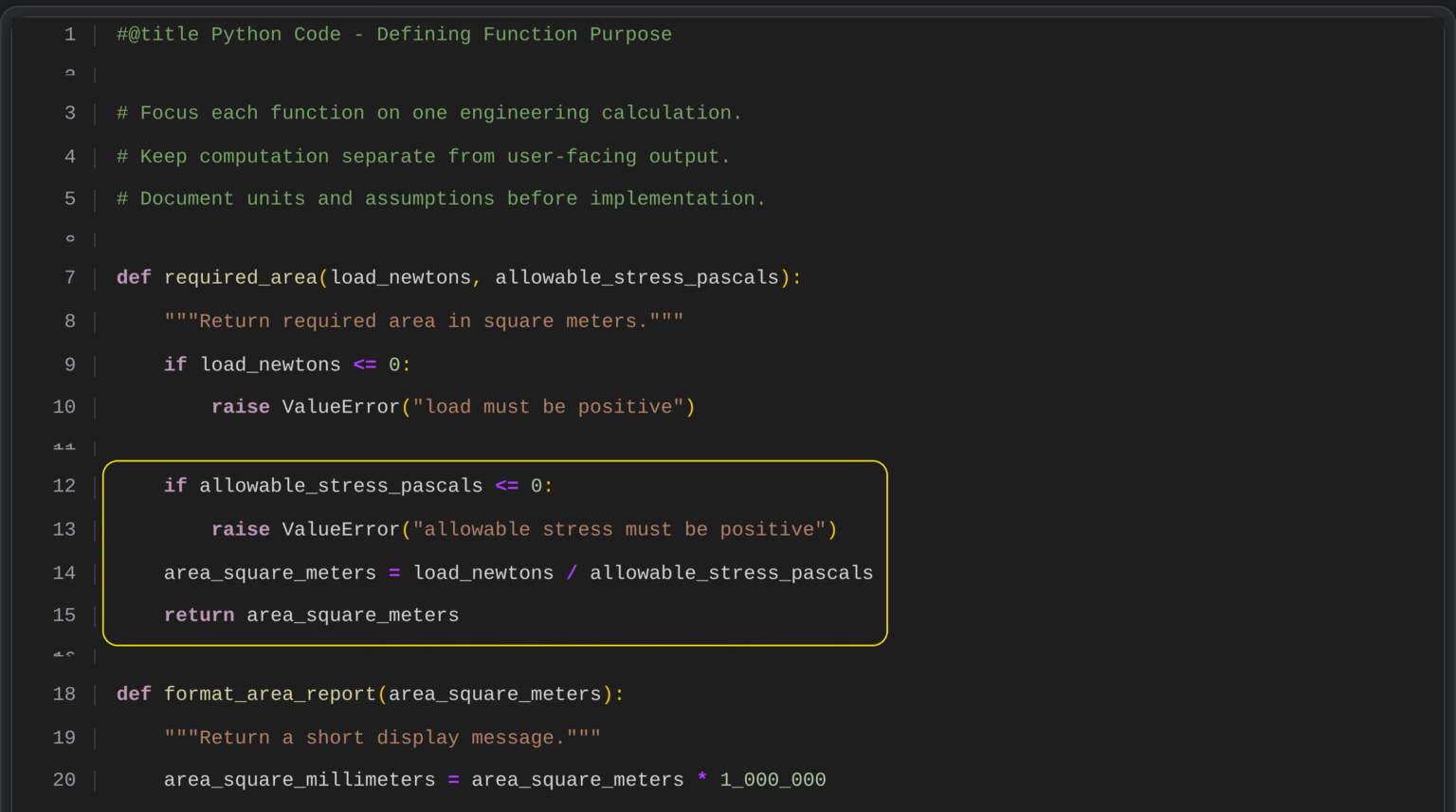The function first confirms that the allowable stress is positive and raises an error if it is not. It then finds the required area by dividing the load by the allowable stress, giving the area needed to support the load safely. The function returns this calculated area.